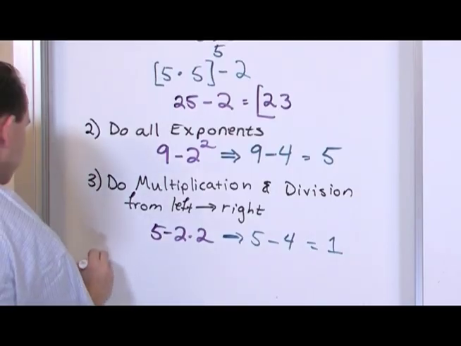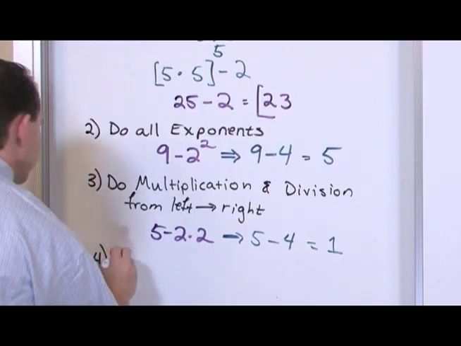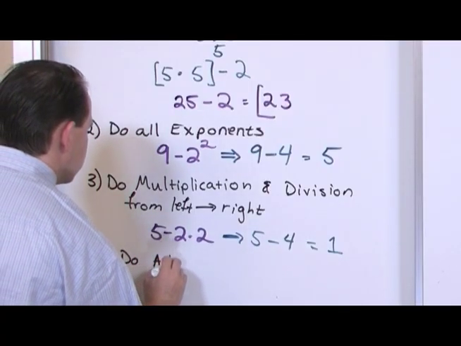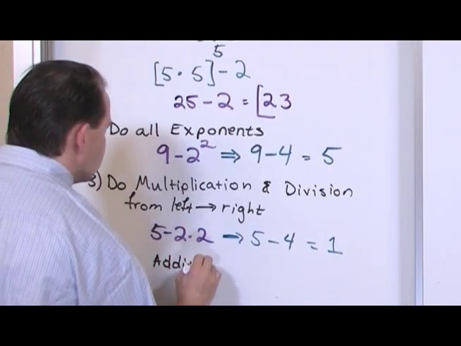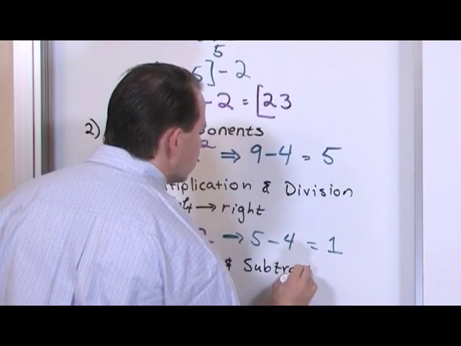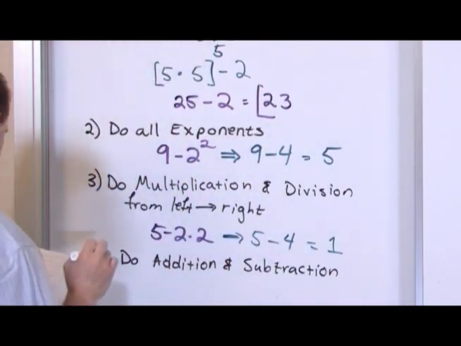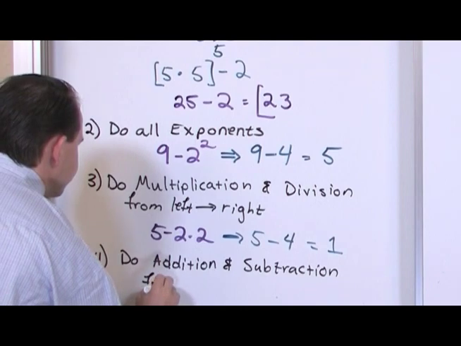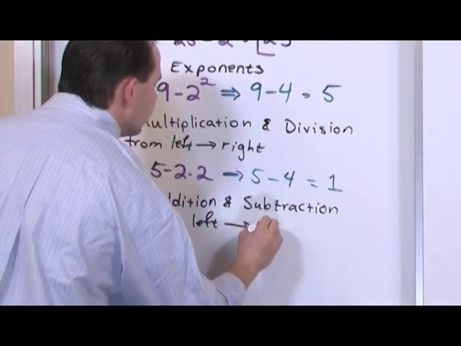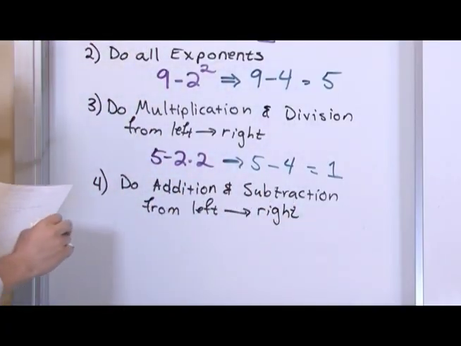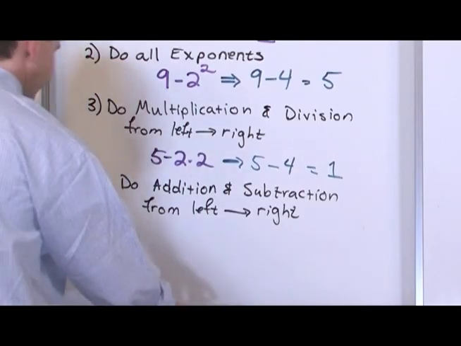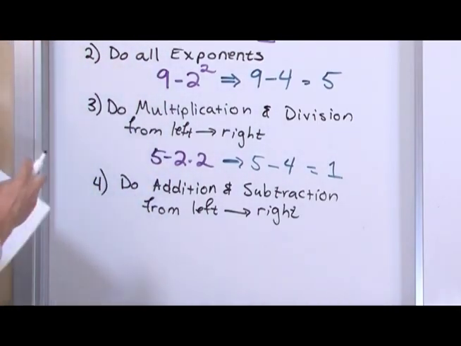Okay, number 4. Next we do addition and subtraction, from left to right. Just like I said, just like reading a book from left to right. And like I said, addition and subtraction is really the bottom of the list. So it's the very last thing you do is start adding numbers together.